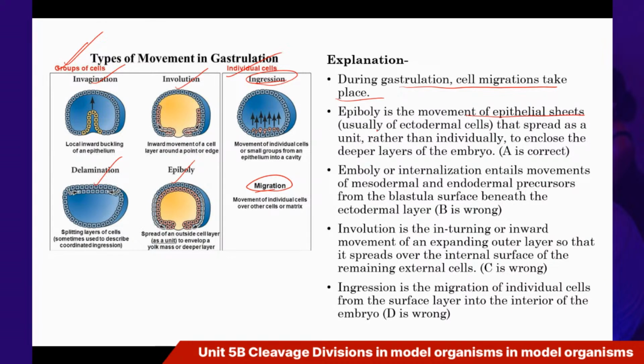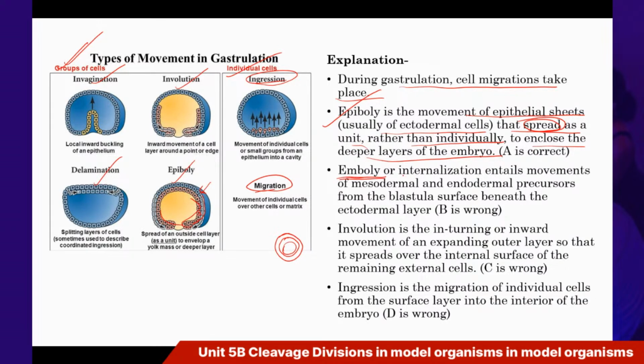It is a movement of epithelial cells, usually of ectodermal nature. Ectoderm means we'll find this germ layer outside. Out of the three germ layers, the inside is the endodermal layer, the middle is mesoderm, and the outside is ectoderm. So generally epiboly will be the outer layer movement that spreads. The keyword here is spread as a unit rather than individually to enclose the deeper layers of the embryo. When it encloses, the layer that was outside initially automatically gets enclosed inside. So A is right.